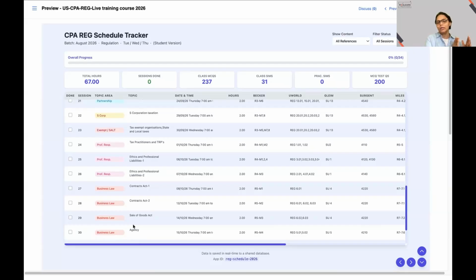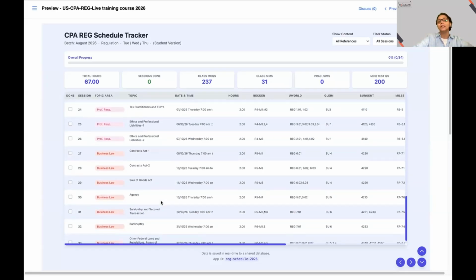Ethics you can do separately. Contract, sale of goods, agency is a bulk. If you want to do it, you have to start with contract. If you want to do that, let me know. I'll give you access to the earlier classes because not much will change there. So you can start doing this parallelly at your end.